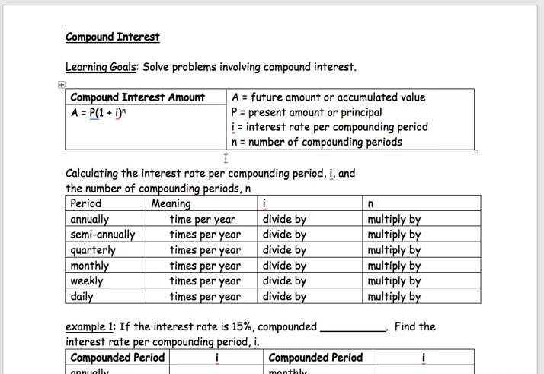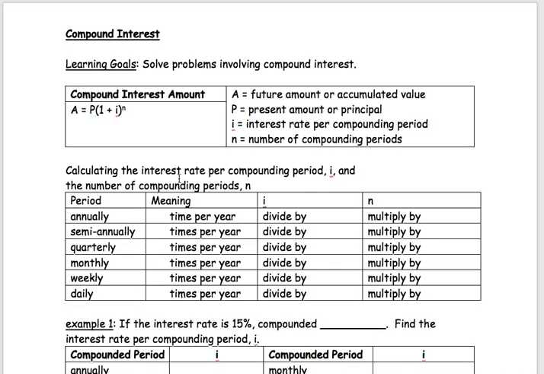And then we looked at time before as well. That was in years. But again, you can have various numbers of times the interest goes on. So we're going to be able to calculate how many compounding periods there are today as well. In order to do that, we need to figure out how to calculate I and how to calculate N before we actually get to using this formula here.